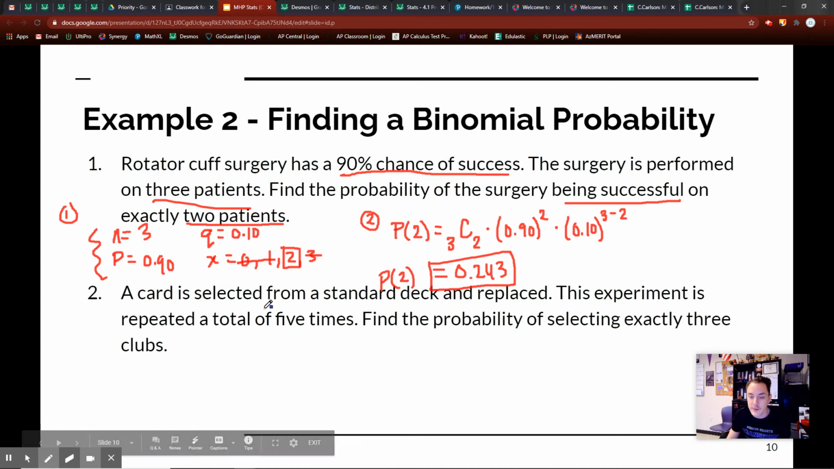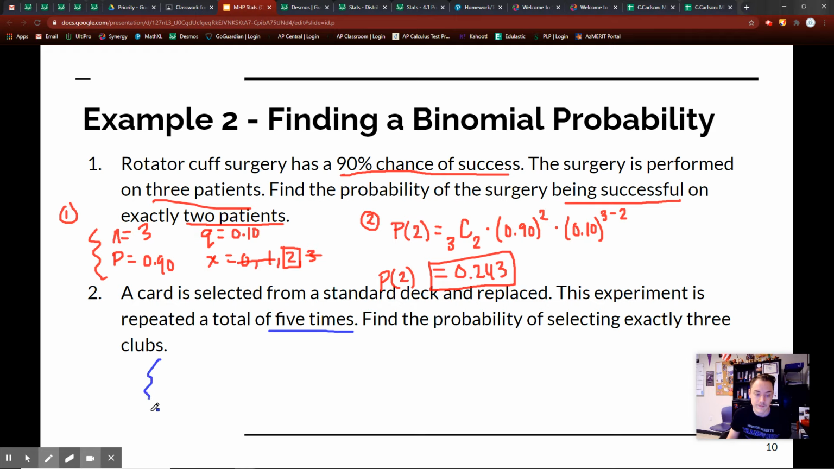Okay, a card is selected from a standard deck and then replaced, so it's still independent. That's awesome. It's not changing my totals at all, the success or anything. The experiment is repeated a total of 5 times. So my n has to be 5. Okay, find the probability of selecting exactly 3 clubs. So that means my P and my Q are going to be a little bit harder to find, but I know my X is 3 because I want exactly 3 clubs.